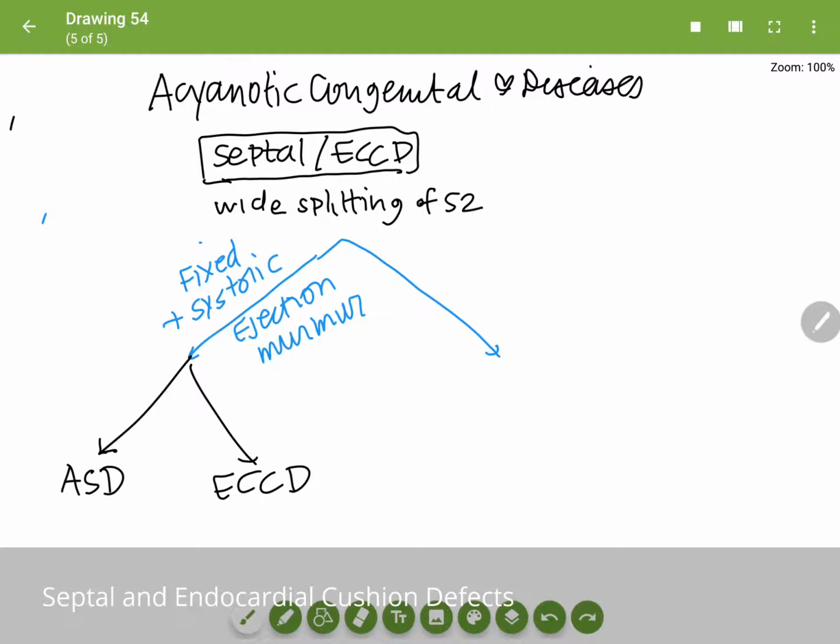If it's not fixed, if the wide splitting of S2 is not fixed, and you have a holosystolic murmur, that means that you have a VSD, or ventricular septal defect.